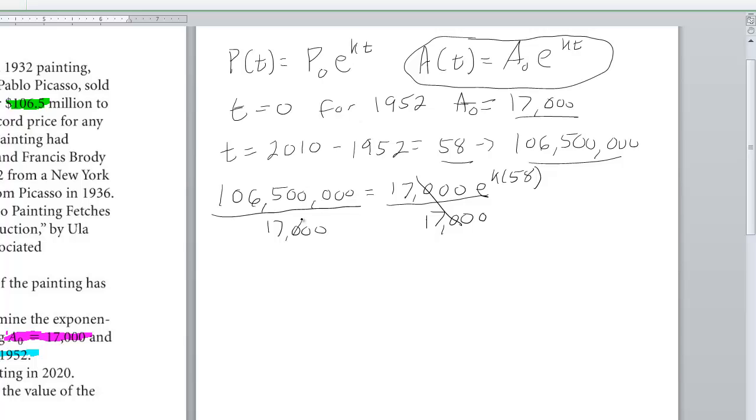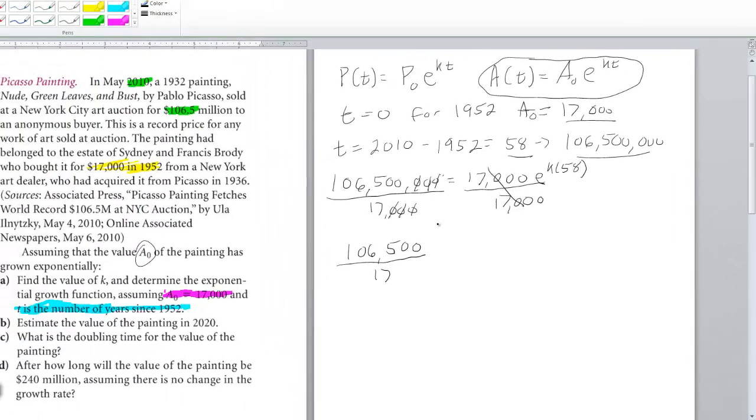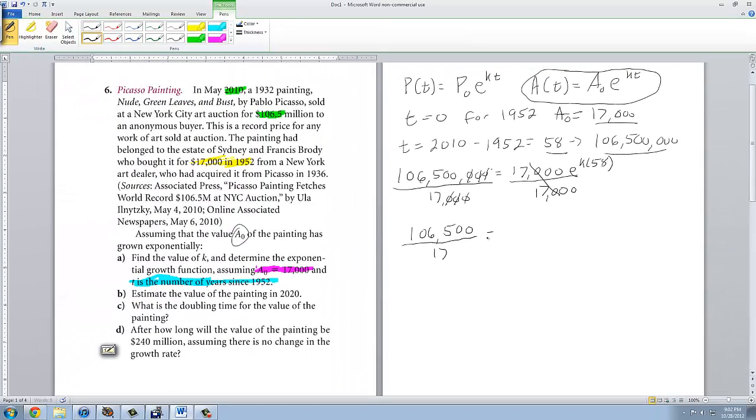I'm probably not going to divide this unless it divides out evenly. Watch out for dividing this because we don't want to round our work. We can cancel out some zeros, we don't have a problem with that. But you don't really want to divide this out and write a decimal because you'll probably end up rounding. So I'm going to leave it as 106,500 divided by 17, and that equals e to the, I'm not going to write k58, I'm going to write 58k.